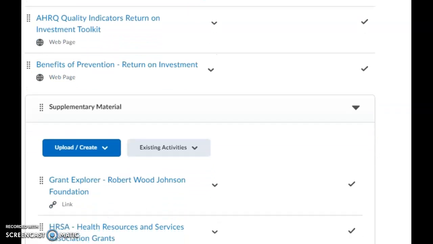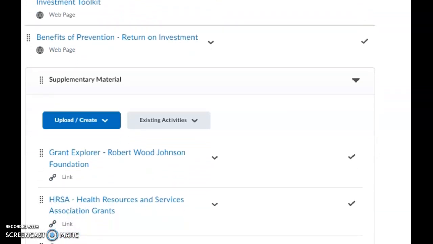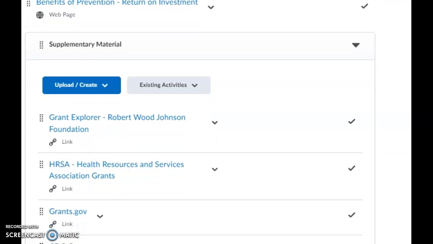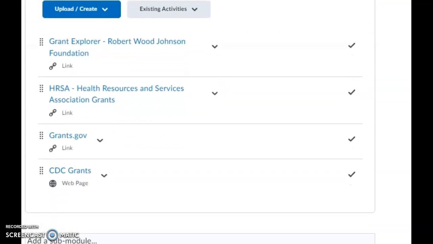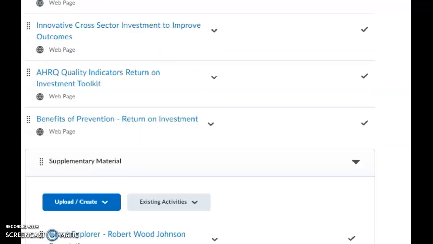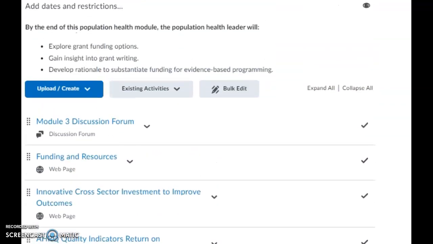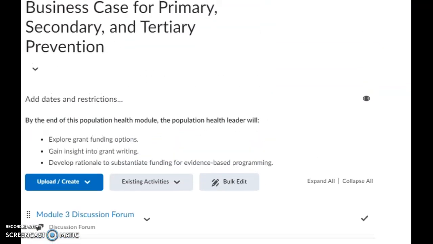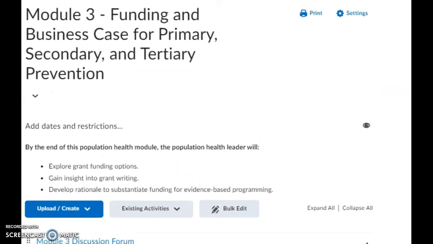I want you to begin to consider how one or more of the grants that you have identified across the different sites could improve outcomes related to a current unfunded gap in your practice or your organization. So you will find links to various grants across Module 3. And again, there will also be information relative to return on investment, etc.